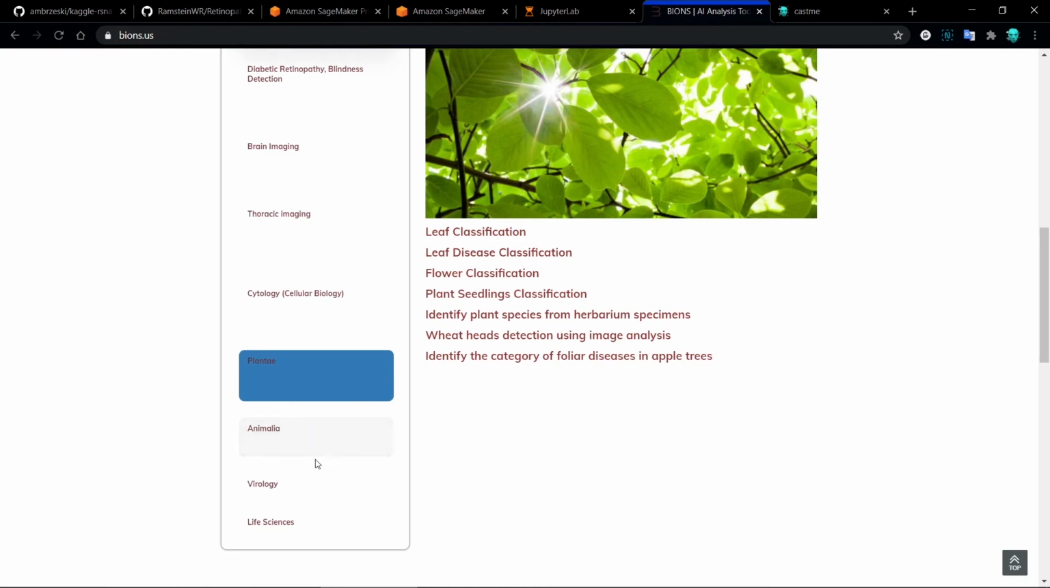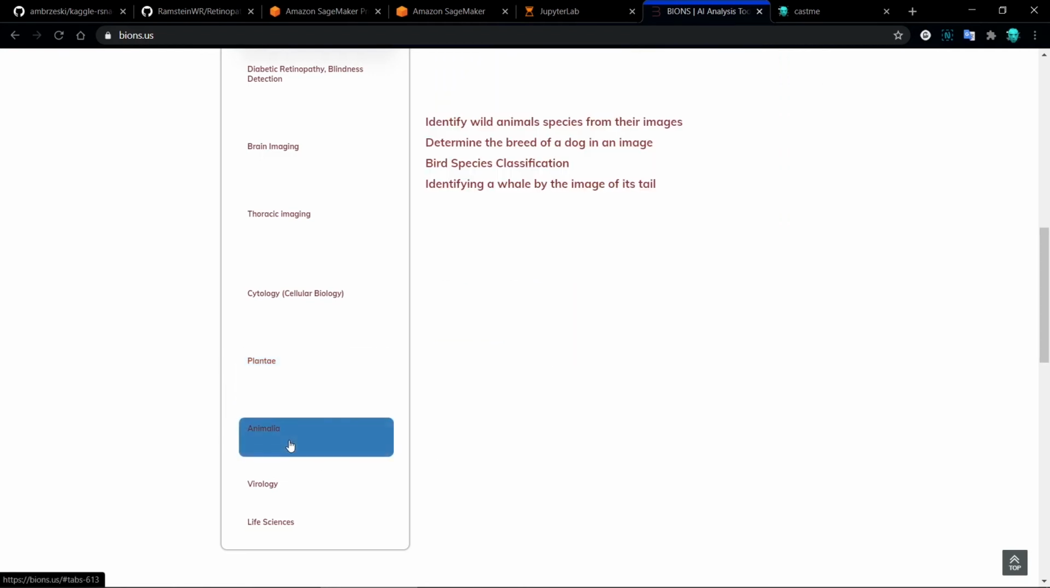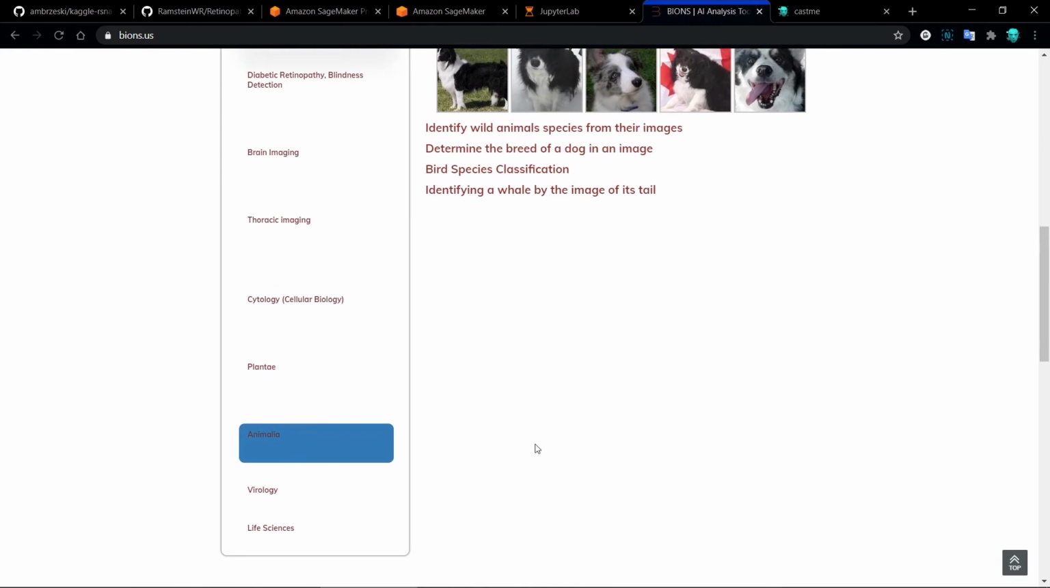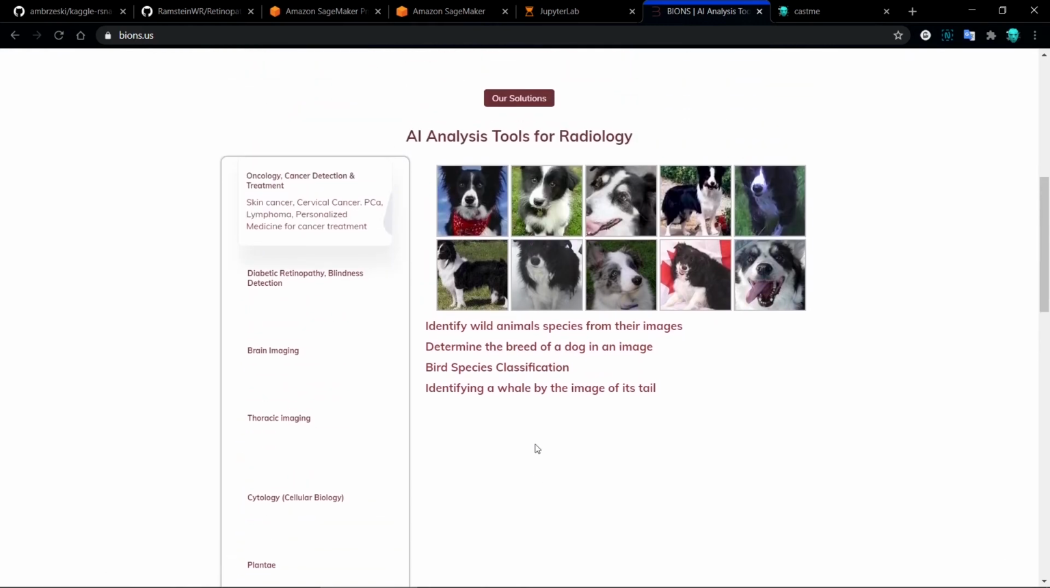Let's go over Animalia. This is also interesting, and I'm sure you will mostly like the life sciences part. This is identifying wild animal species from their images, wild animals, not normal pet animals. Determining the breed of a dog in an image: you are given tons of images of dogs, and you have to identify which breed the dog is. Bird species classification is not based entirely on images, because bird images are not the perfect way to classify them.